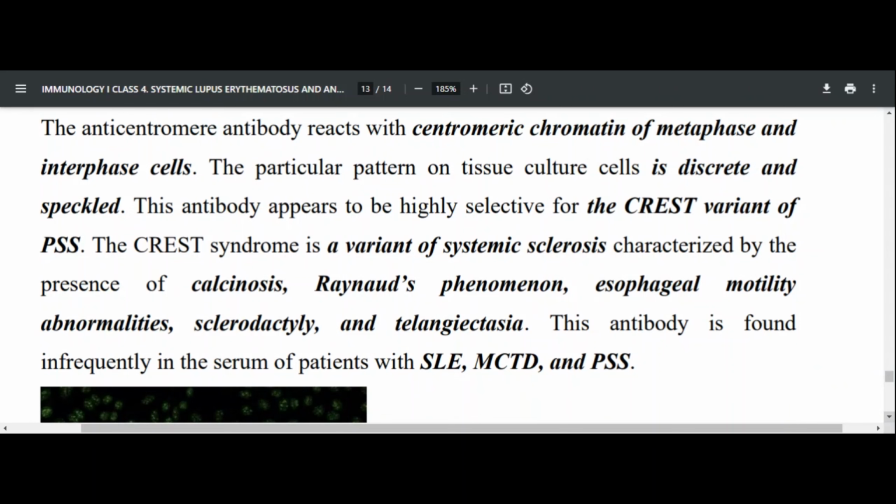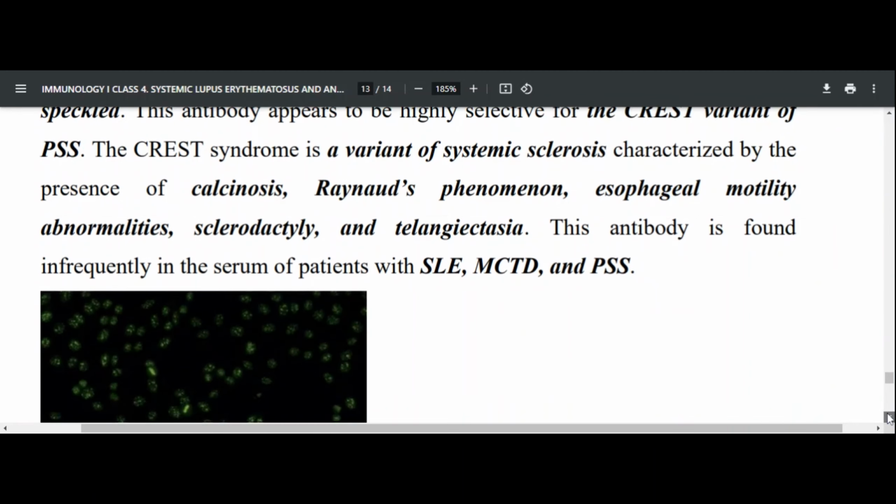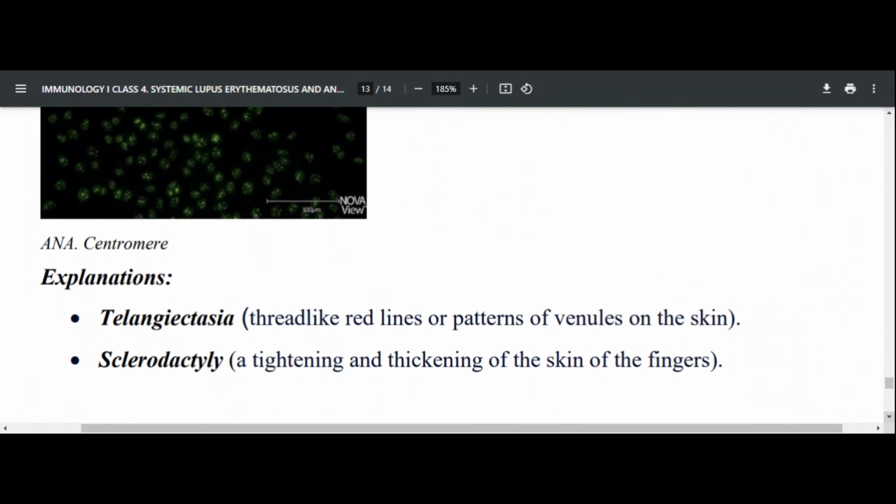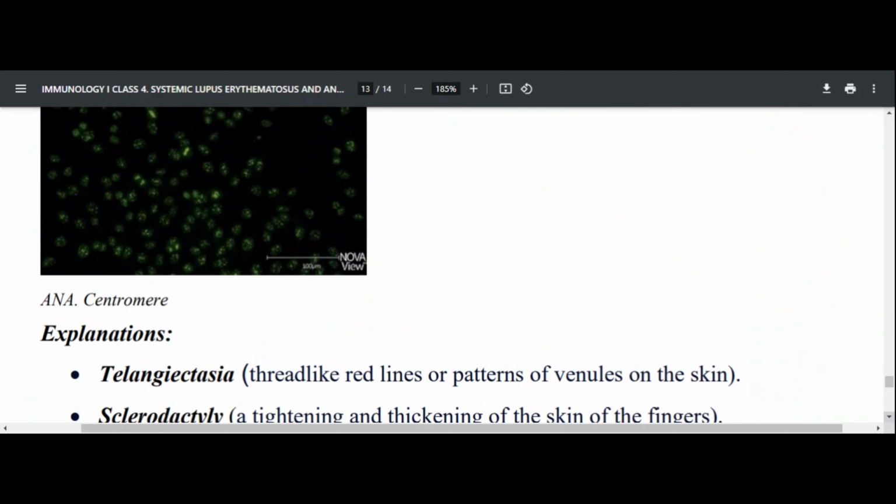So it will react with the centromere of the chromatin or chromosome, in the interphase and metaphase of cell division, and it can react as discrete or speckled. So centromere is not a pattern. Centromere is just a part or antigen. Then anti-centromere antibodies will react as a speckled reaction like this. It is not really a full speckled pattern, as you can see, but a bit speckled. You can see there are many gaps here, so it is not a full speckled reaction. This is what we call the anti-centromere antibodies reaction.